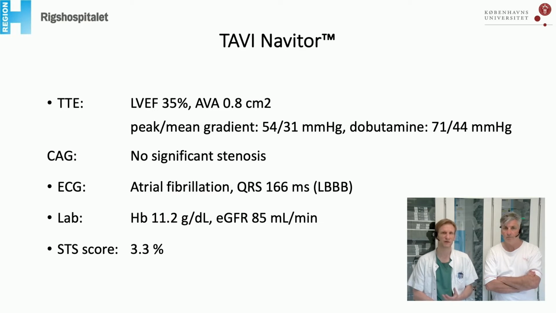However, there is a good left ventricular contractile reserve, so she also underwent a dopamine stress echo, and there the gradients clearly went up to 71 and 44 millimeters mercury. So this is clearly an indication for treatment. On the coronary angio, there's no significant stenosis. And on the ECG, there is, as said, the atrial fibrillation and a QRS of 166 milliseconds with a left bundle branch block pattern. Her labs are rather unspecial, hemoglobin 11.2 grams per deciliter, well-preserved renal function, and in general, an STS score of 3.3%.